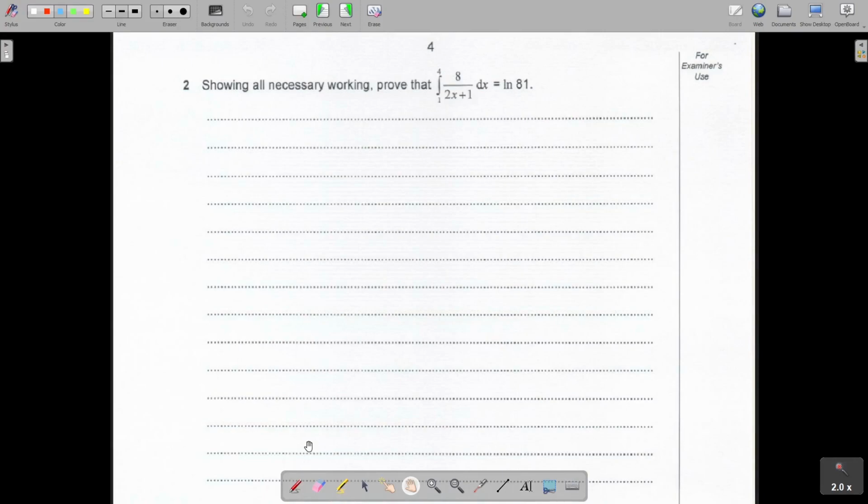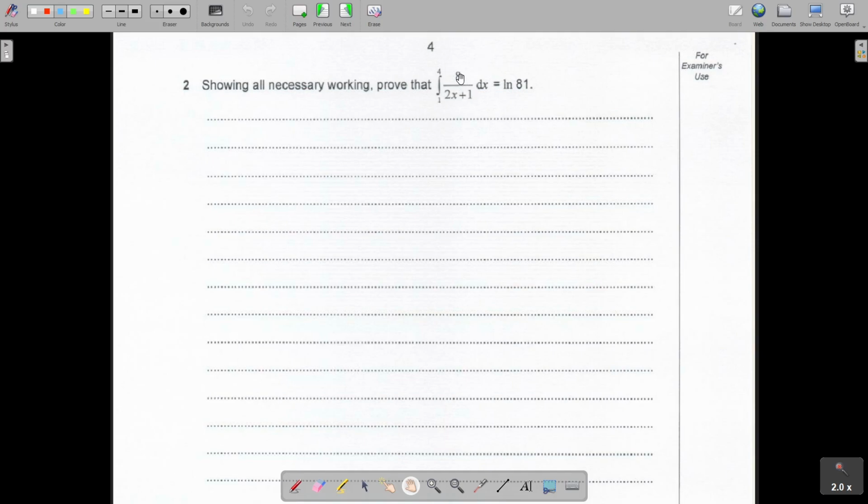Let's start with question number 2. Showing all necessary working, prove that, and there you see the integration. So you must already know we are at further integration, because remember, this question paper is part 2. So in the AS-Level Mathematics textbook, it will start with chapter 8, so it will be the last 6 chapters: 8, 9, 10, 11, 12, 13.